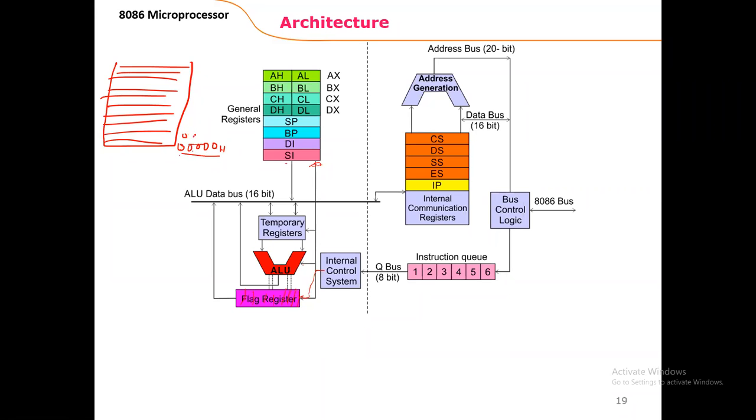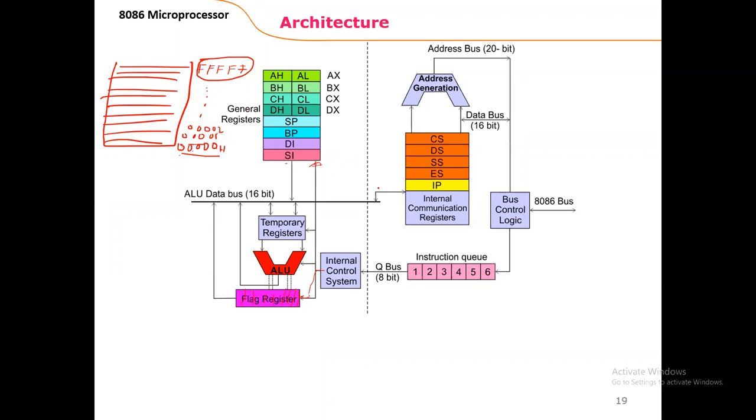The first address is 0, 0, 0, 0, 0. Then 0, 0, 0, 0, 1. Then 0, 0, 0, 0, 2. All are hexadecimal. Then the last position is F, F, F, F, F. Okay, this is your last position. So all locations are 20-bit. 1, 2, 3, 4, 5. So 5 digits means 20-bit location. Okay, all are clear? Our internal memory location is 20-bit, but our register capacity is 16-bit.